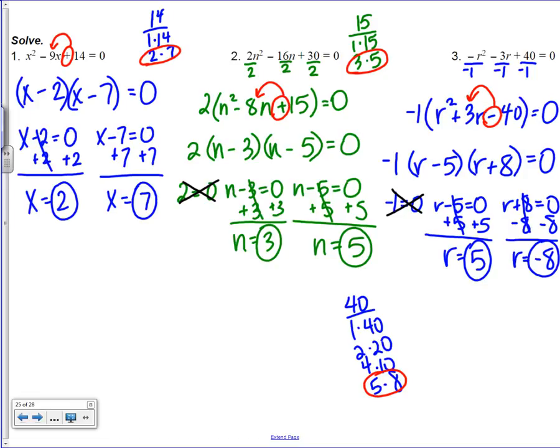Okay, so all of these here on the front were already set equal to 0. And once I got done taking out a GCF, they all had a leading coefficient of 1. So therefore, I only needed factors of the constant. Let's go ahead and flip it over to the back.